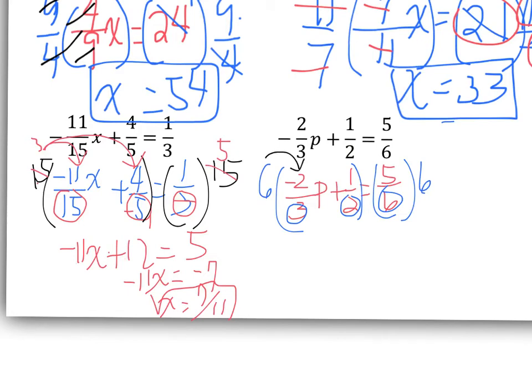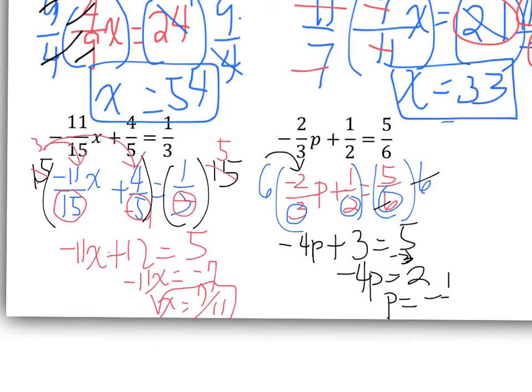6 times negative 2/3 is negative 4p. 6 times positive half is just 3. And cancel, this is 5. And negative 4p, subtract 3 here, be 2. And p will just be negative half as well. Okay, I prefer the second way. Okay, I like to get rid of my denominators.